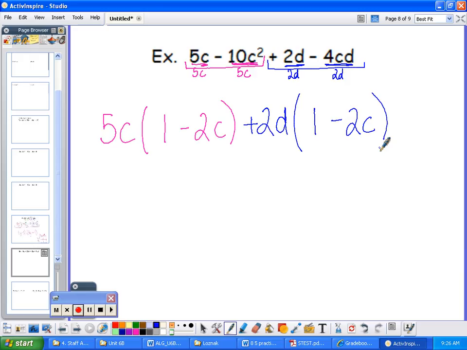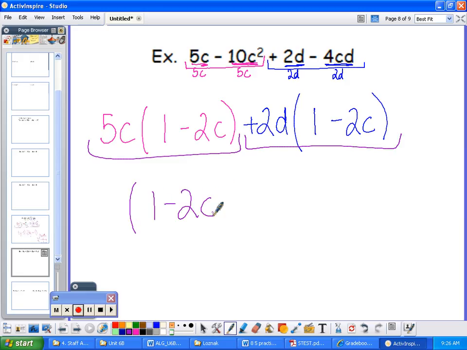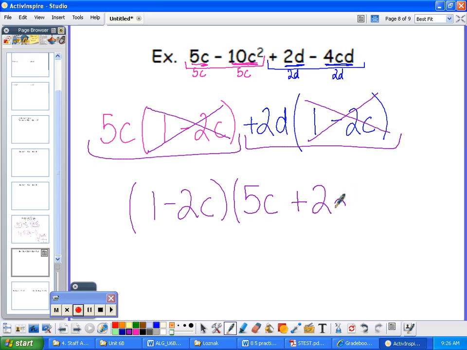Now look what you have here. A set here and a set here. And do they have the same thing in common? Sure. What do they have in common? I take out what is in common. So when I take out what was in common, what does it leave me? 5c. Go to the next group. When I take out what they have in common, what does it leave me? Plus 2d. And that's it. The next two I want you to do on your own.